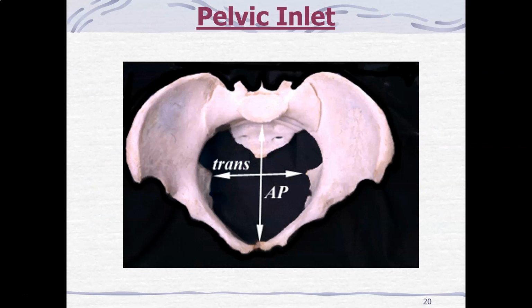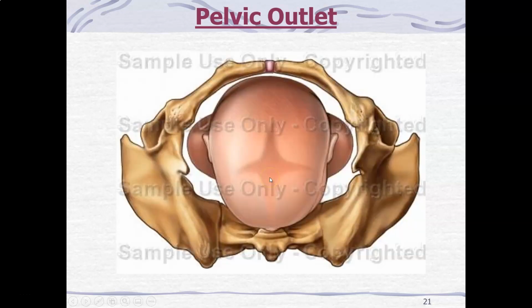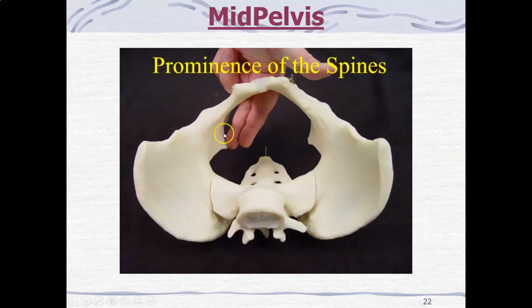Now you have a pelvic inlet and a pelvic outlet. So the pelvic inlet is if you are looking down at your own pelvis, and this is your AP diameter. AP is anterior posterior, so this is anterior, this is your symphysis pubis, this is posterior, this is your coccyx. And then you have your transverse, which is side to side. And these are your ischial spines in your pelvis. So that's how your pelvic inlet is measured. And then you have pelvic outlet, which is basically looking from the ground up into your pelvis. The mid pelvis is where you have the prominence of the ischial spines here in the mid pelvis.